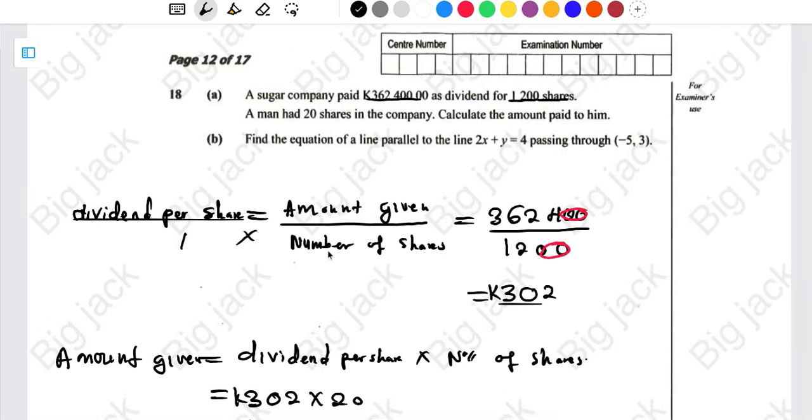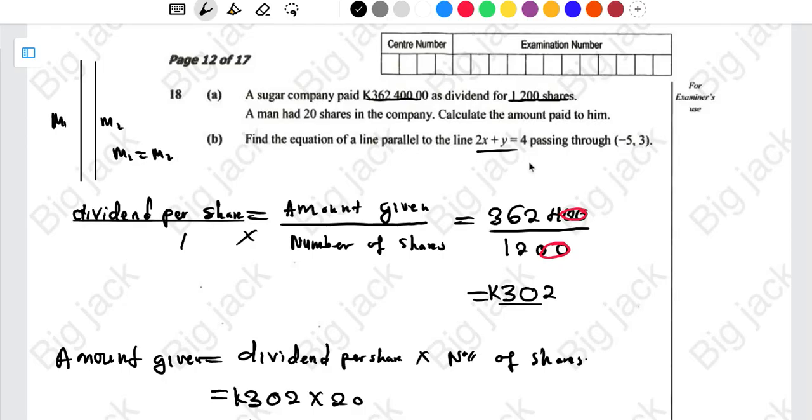For question B, find the equation of a line parallel to the line 2x plus y is equal to 4, passing through (-5, 3). When lines are parallel to each other, let's say we have this line here and another line here, these two lines are going to have the same gradient. Gradient number 1 is equal to gradient number 2 for lines which are parallel.